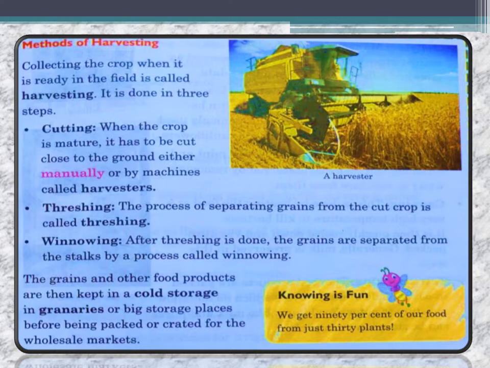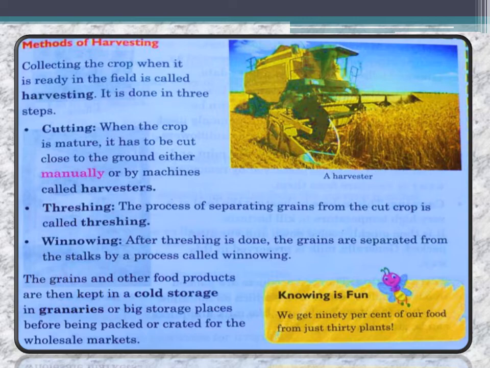So that is called threshing. That can also be done manually, or you have machines like threshers. Now the third step is winnowing. Once threshing is done, the grains are separated from the stalks by a process called winnowing. So after threshing, the separation of the grains from the stalks is called winnowing. So these are the 3 methods of harvesting.